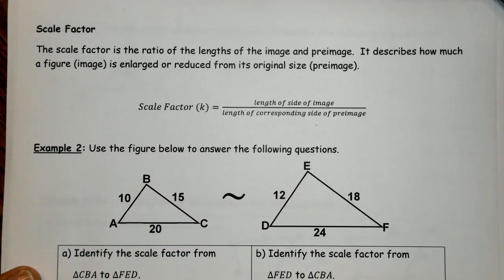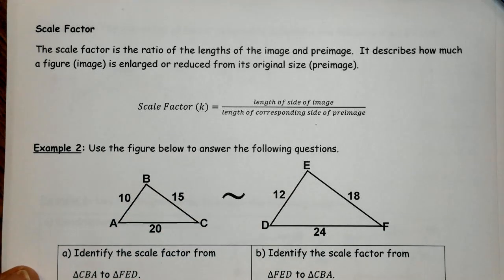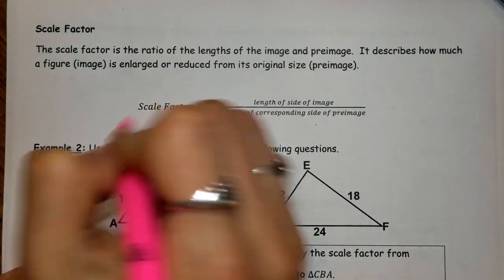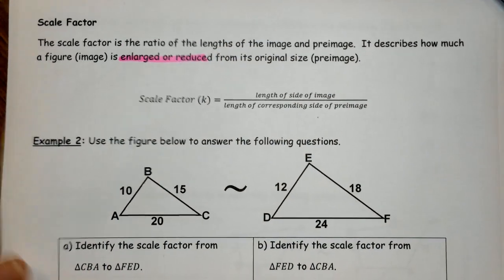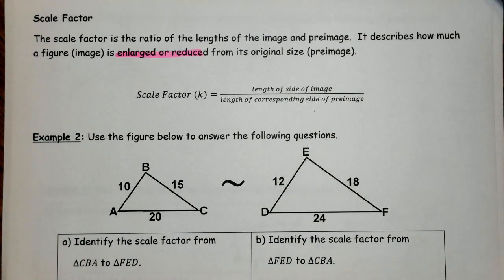And right here it says, this is how much the figure, the image, what we ended with, is enlarged or reduced from its original size, the pre-image. So the scale factor written out with these words is going to be your image over your pre-image. That means the new one, what we're creating, goes in the numerator. The old, the OG, is going to go in the denominator.